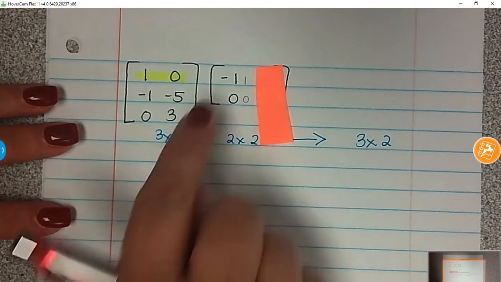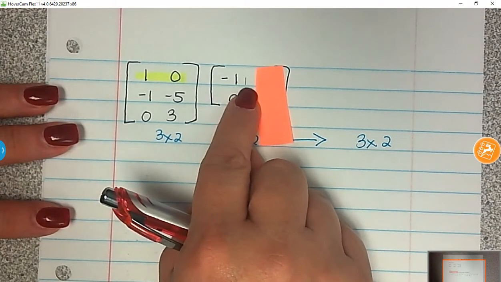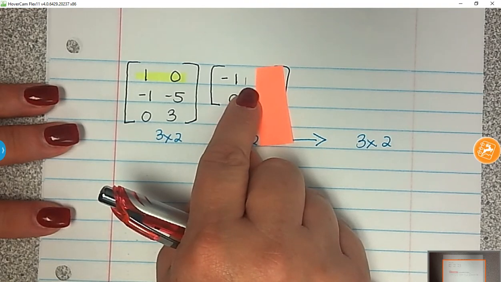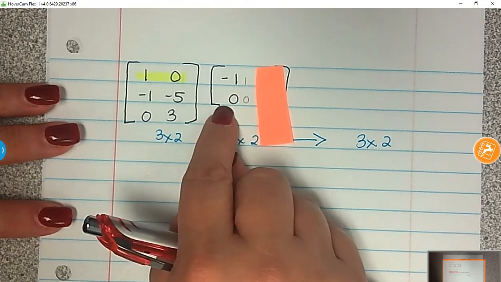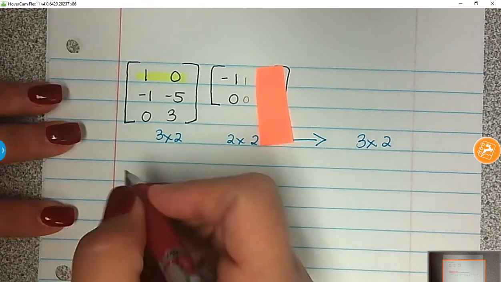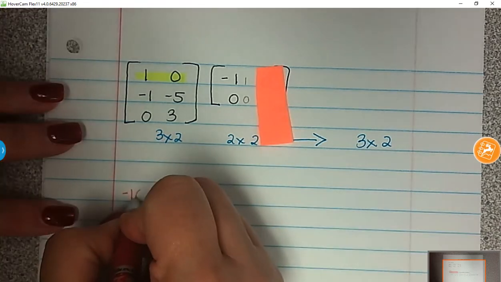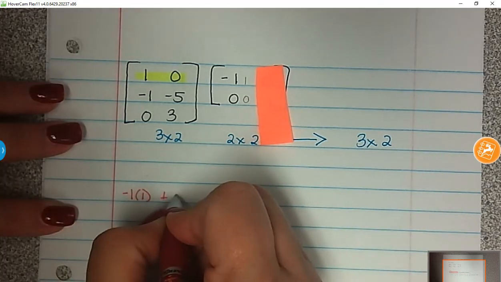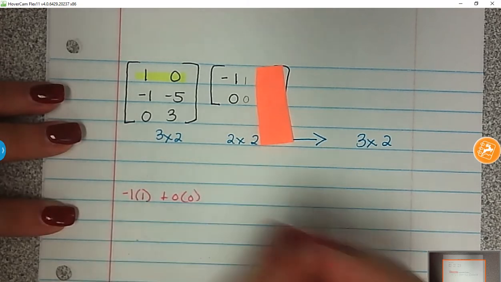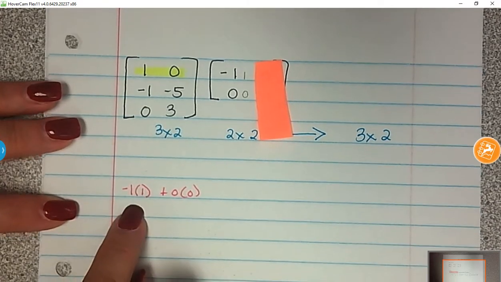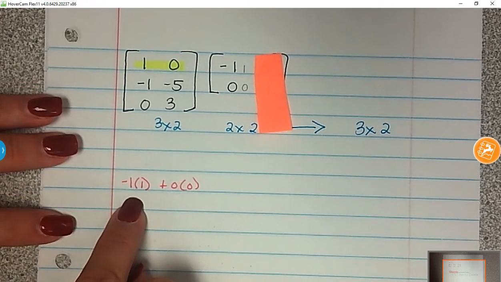And what you're going to do is multiply -1 times 1, and then to that you're going to add 0 times 0. So -1 times 1 plus 0 times 0. And that is row 1, column 1.